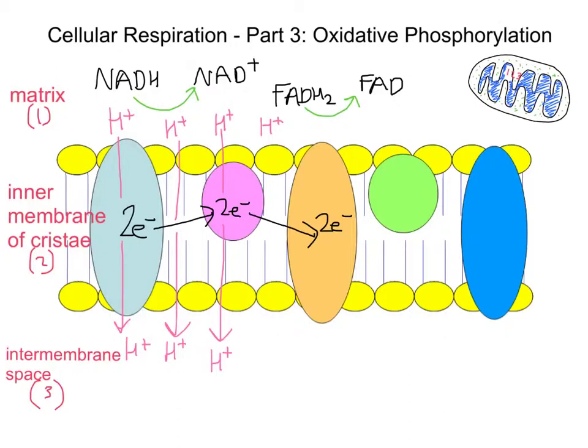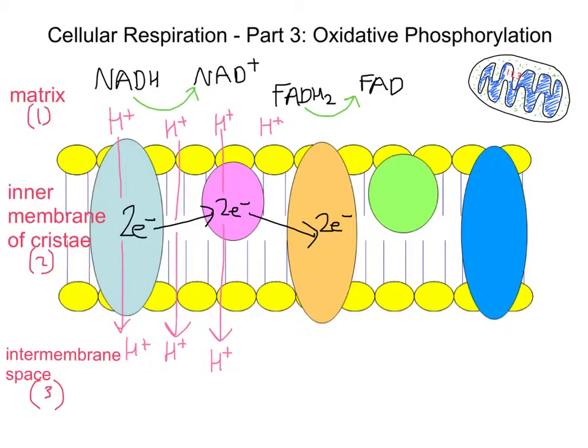So we've oxidized NADH and FADH2. We've provided some protons, which are the H+ ions, and electrons. And that passage of electrons from complex to complex causes those hydrogen ions to be pumped into the intermembrane space.